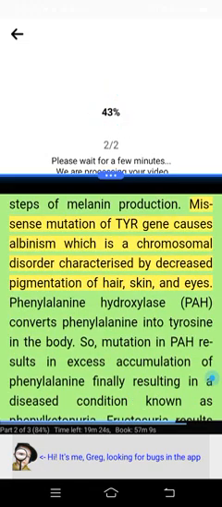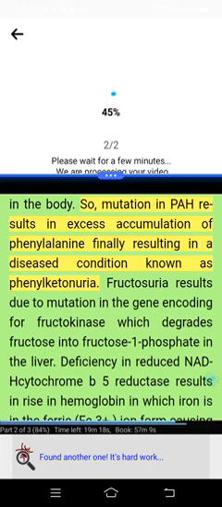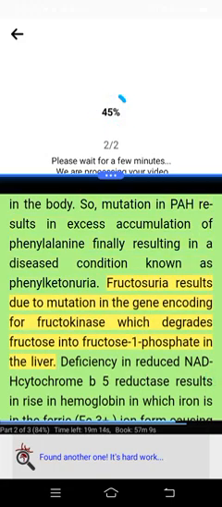Missense mutation of the TYR gene causes albinism, which is a genetic disorder characterized by decreased pigmentation of hair, skin, and eyes. Phenylalanine hydroxylase, PAH, converts phenylalanine into tyrosine in the body. So, mutation in PAH results in excess accumulation of phenylalanine, finally resulting in a disease condition known as phenylketonuria. Fructosuria results due to mutation in the gene encoding for fructokinase, which converts fructose into fructose 1-phosphate in the liver.